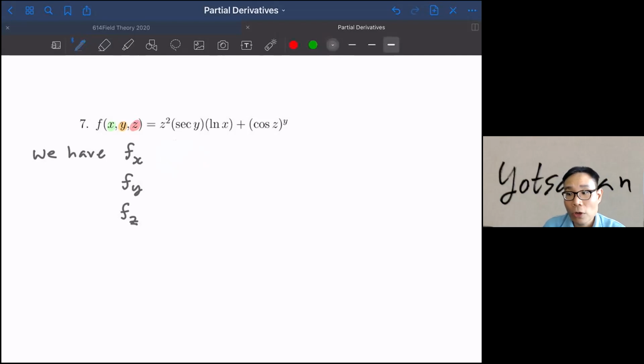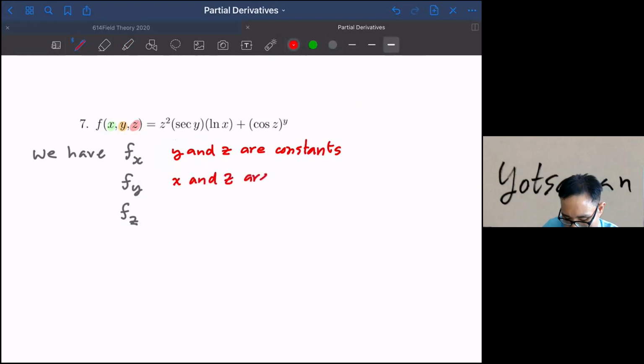The idea for doing the derivative in each variable turns out to be simple. When you'd like to find the derivative with respect to x, y and z are constant. And if you'd like to find f_y, x and z are constant, and for f_z, x and y are constant.